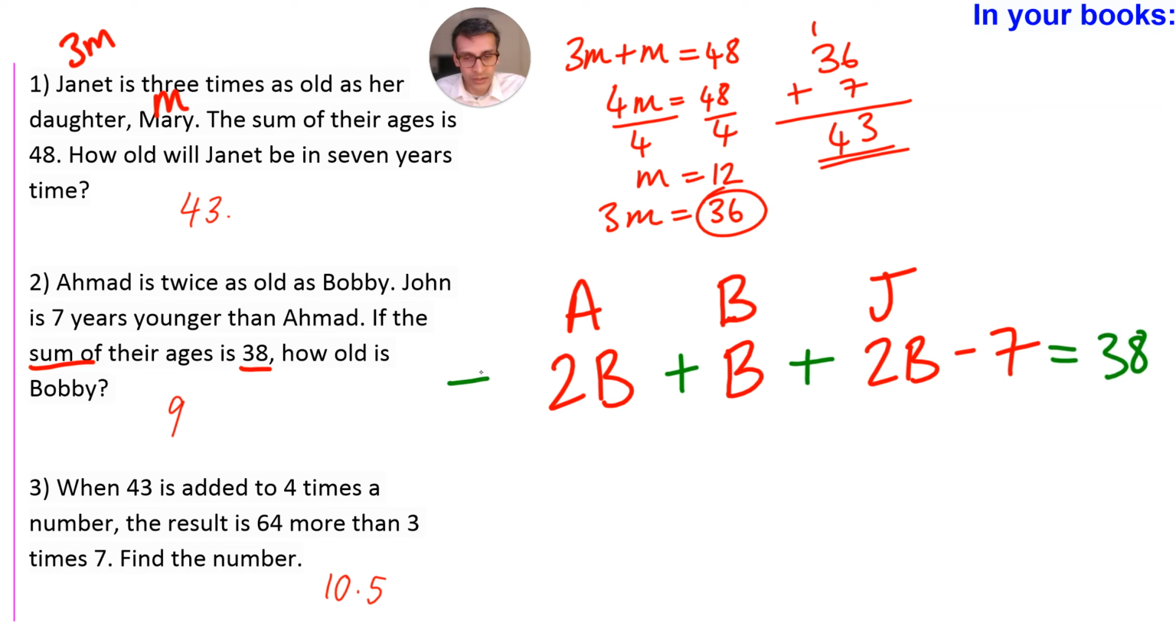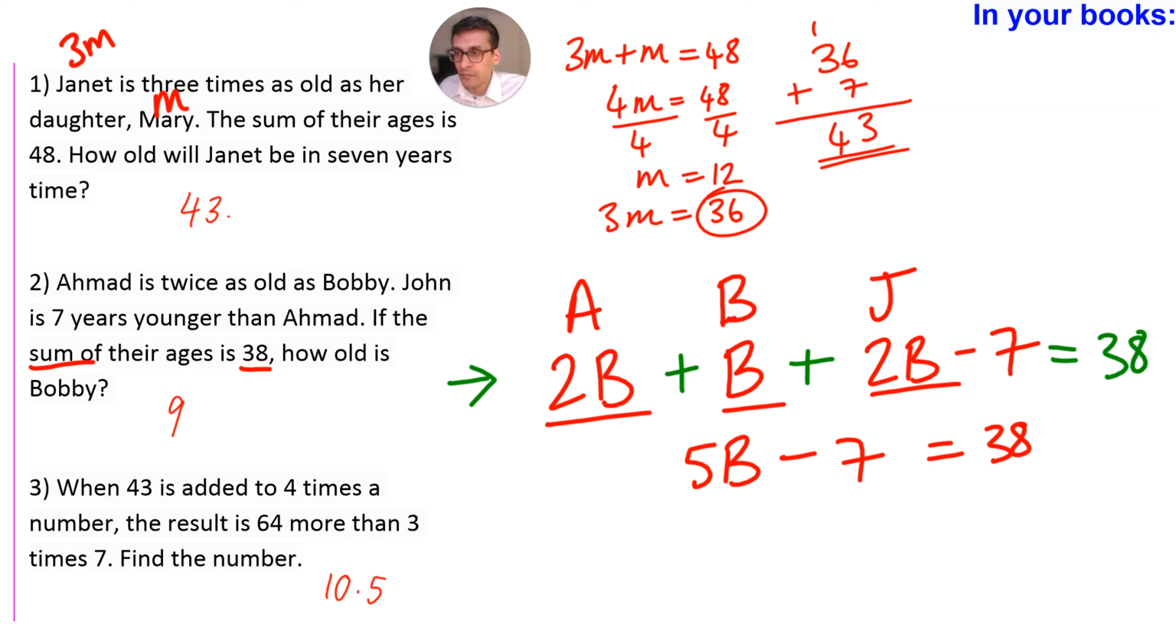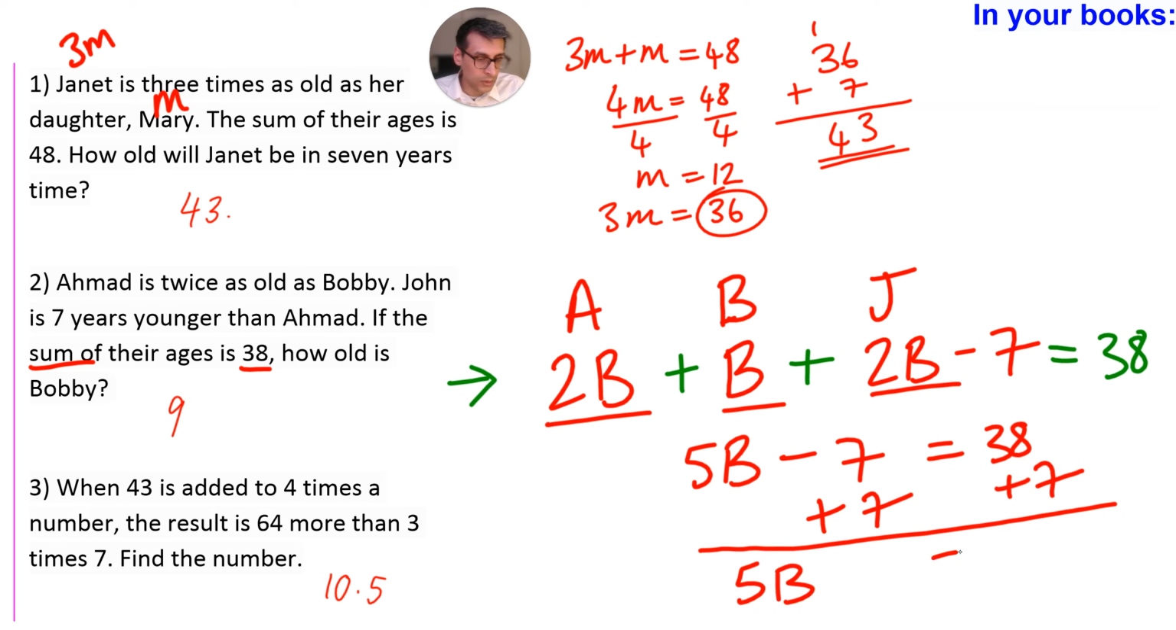And actually what you have here is a nice simple equation that you can solve. So let's simplify it first. 2B plus B plus 2B is 5B. And then you've got minus 7 equals 38. So we're going to solve this now by adding 7 to both sides. So we get 5B equals 38 plus 7 is 45. And then we're going to divide by 5. So B is equal to 9.